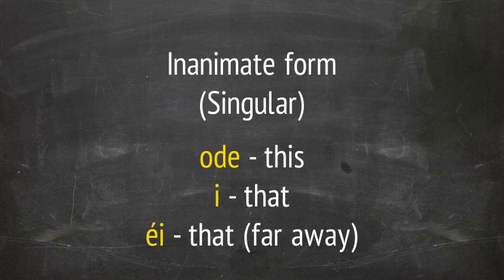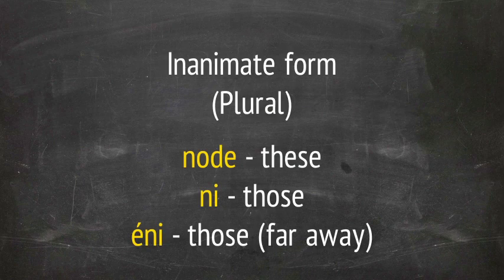With the inanimate ones, it's oda for this. E for that, something a little further away. Ei, that far away. And then the plural form of the inanimates is noda, these. Ni, those. And eni, those far away.